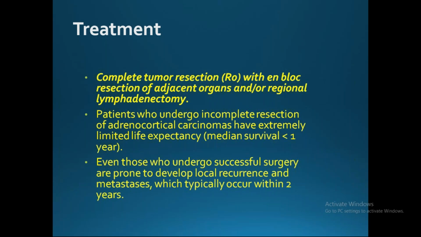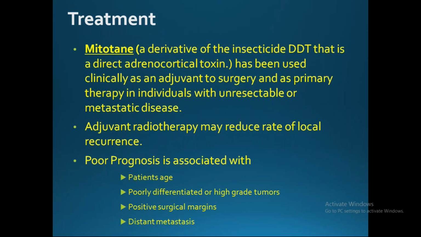Because it's a malignancy, it is a radical resection, that is en bloc resection of the kidney, surrounding fat, adjacent organs, and regional lymph nodes. If there is incomplete resection, the lifespan decreases very much. The median survival will be less than 1 year. So you need to go for an R0, that is, complete resection. Even after an R0 surgery, the patient is prone to metastasis and local recurrence within 2 years. That is why you have to go for chemotherapy and radiotherapy for this patient.